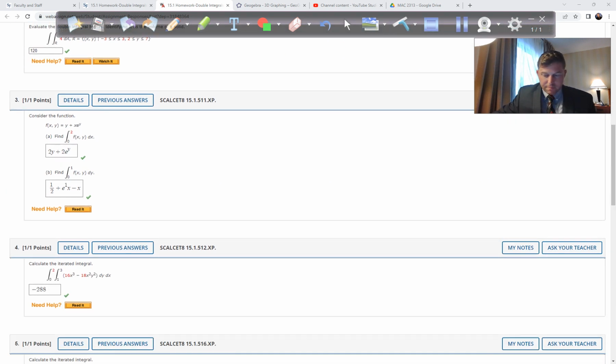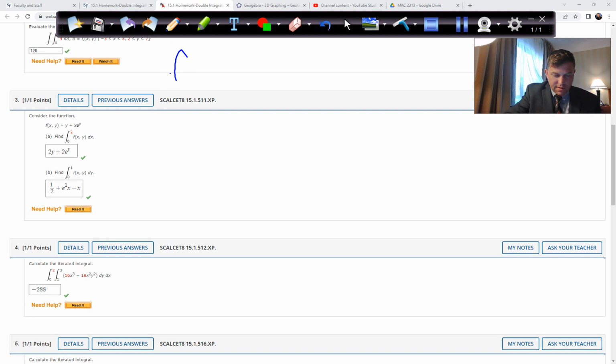Problem 3, they give us an equation and they say just do dx or dy. So they say f of xy is equal to y plus x e to the y. And in the first one, they want us to go from 0 to 2 of that function with respect to x. So we have y plus x e to the y with respect to x.